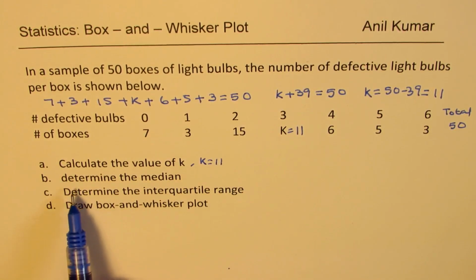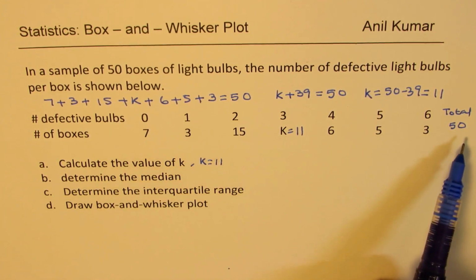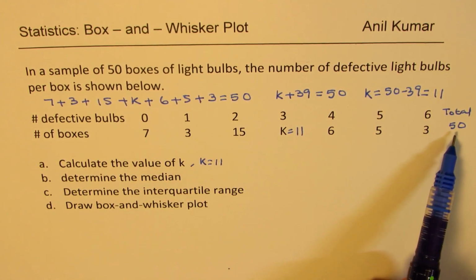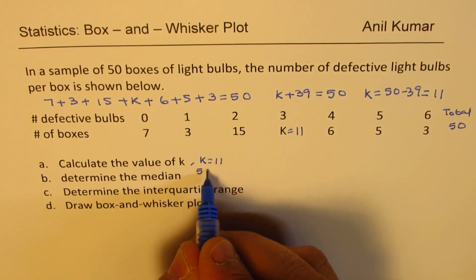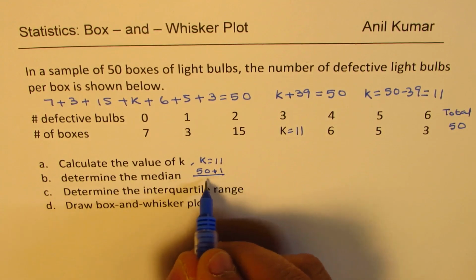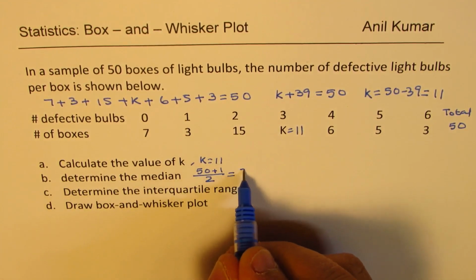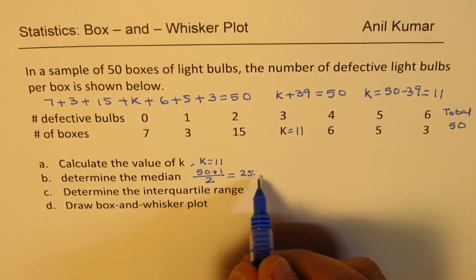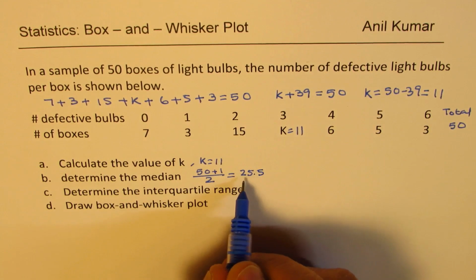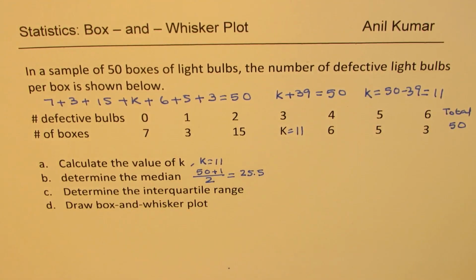Now the second question here is determine the median. So median is the center value. Even number of data, we have 50 here. So to find median, we'll do 50 plus 1 divided by 2, right? So we get a value which is between 25 and 26, right? So we'll say 25.5. So between 25 and 26, we are looking for that value.